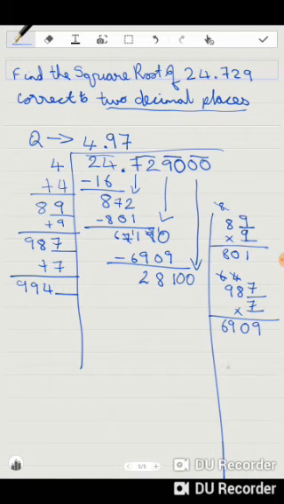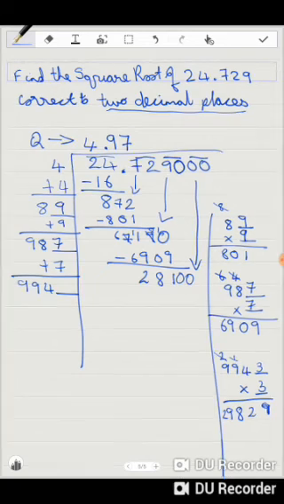So now when I multiply 994 dash into dash should give you a number less than or equal to 28,100. So if I look at it, maybe 3 can work. Let's see if that works. So 3 3s are 9, 3 4s are 12, 2 carry 1, 3 9s are 27 plus 1, 28, carry 2. 3 9s are 27 plus 2, 29.